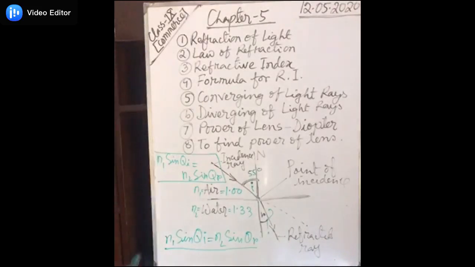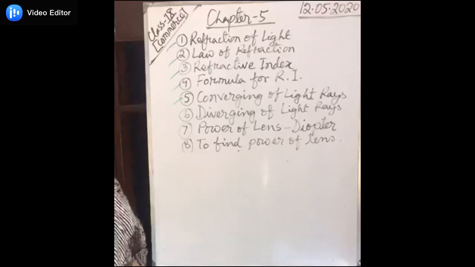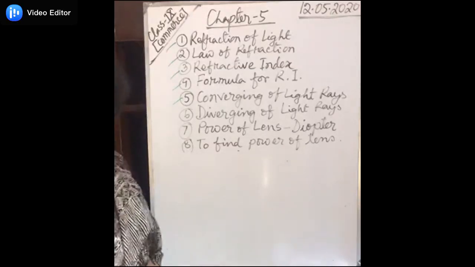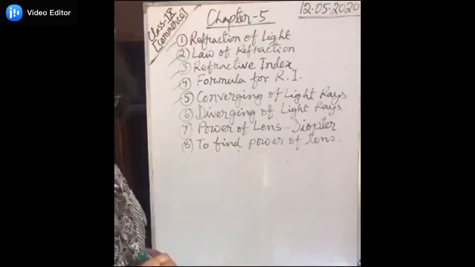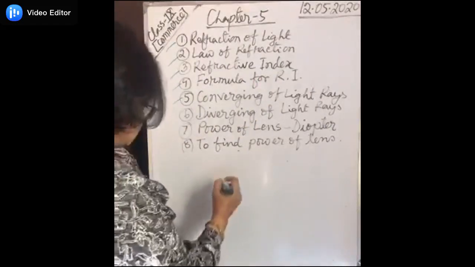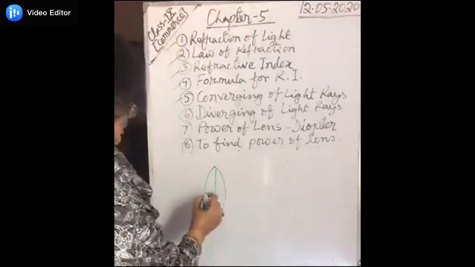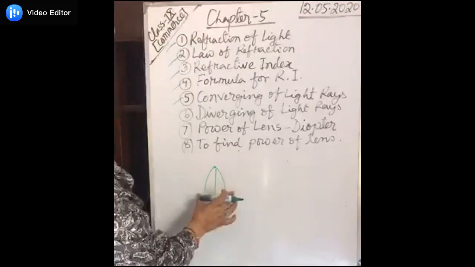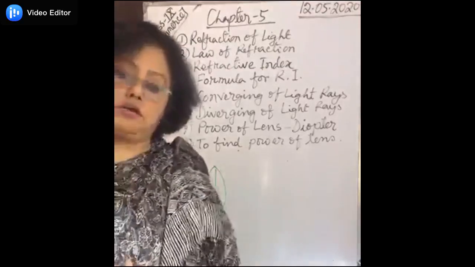Yes, we talked about the other points. What are those? Converging and diverging of light. Converging of light rays occurs in the convex lens. Can you remember which kind of lens is called a convex lens? The lens whose middle part is wider than the edges. These kinds of lenses are called convex lenses.